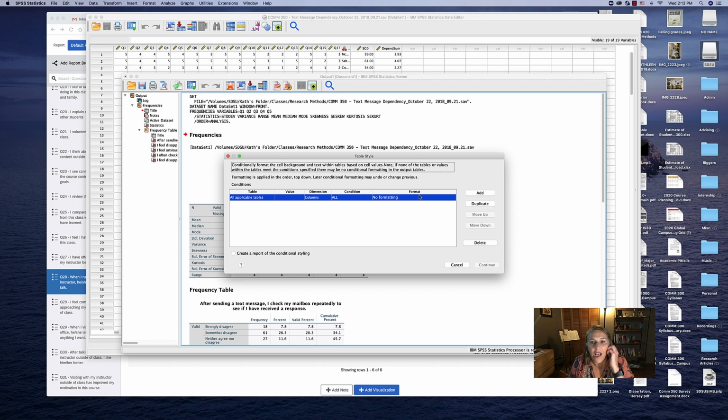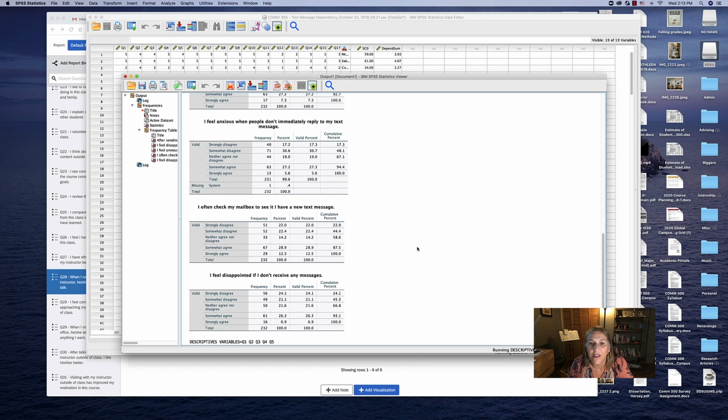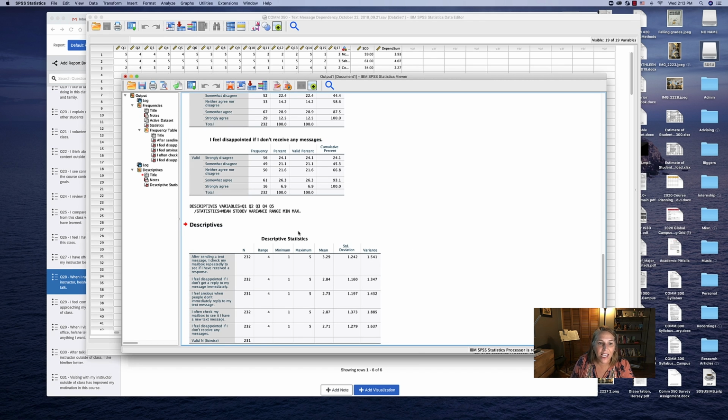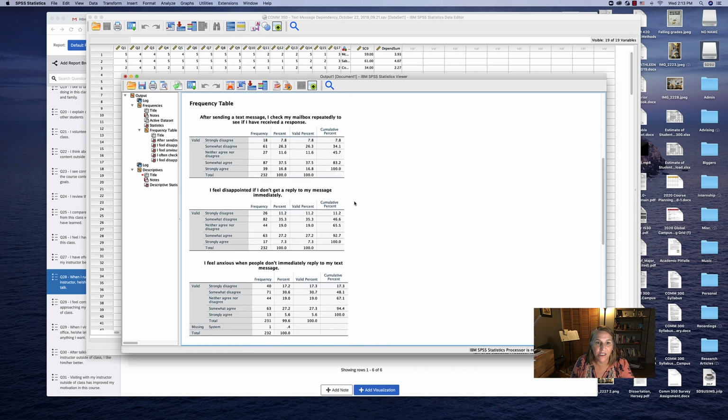Style. I can talk about what style I want this in. Do I want to create bar graphs? Do I want to create scatter plots? What do I want to do with it? Then I can hit OK. And again, look at this. It's going to tell me the range on each question. It was 4, the minimum was 1, the maximum was 5, and the mean, standard deviation, and the variance.